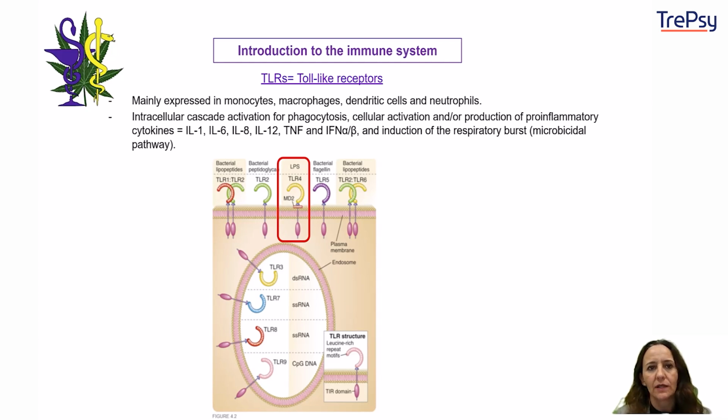So let's have a look at one of the most important TLRs, which is TLR4, the receptor for LPS, lipopolysaccharide, present in gram-negative bacteria. It is in the membrane of the cells, but we will see that it's also in the membrane of another very important population, which is the microglia.